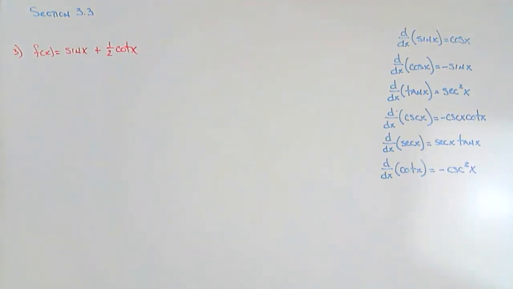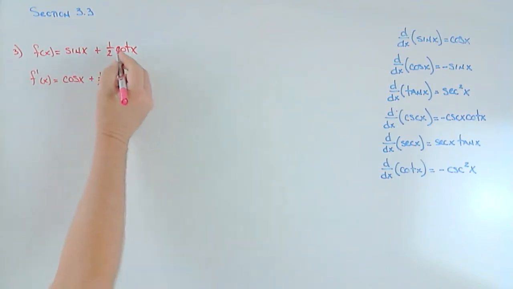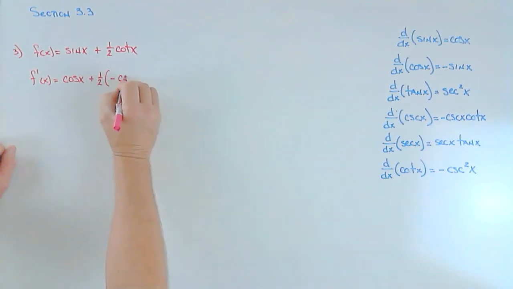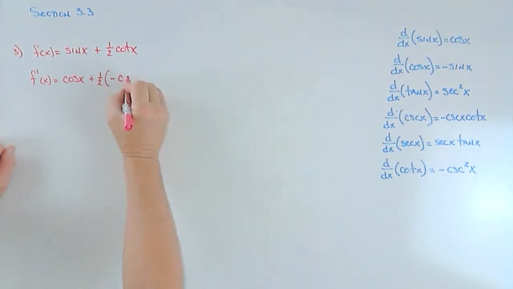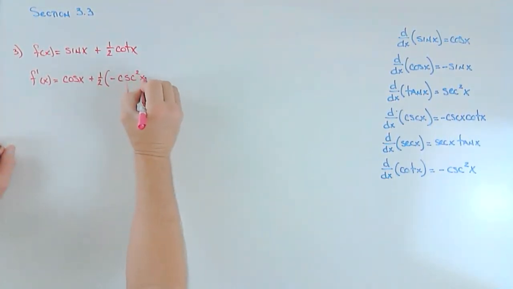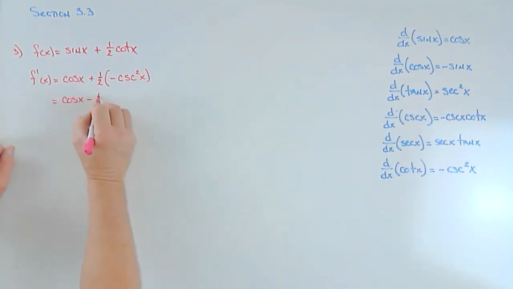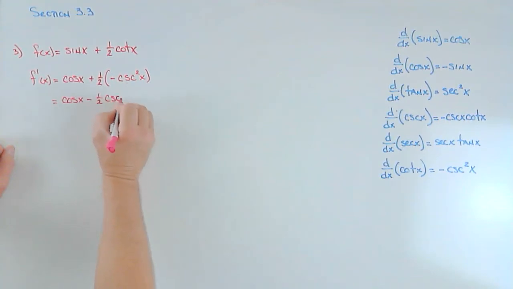It just says differentiate. So the derivative is going to be, well, we start with the derivative of sine, that equals cosine. So we put that there, plus 1/2. The derivative of cotangent is going to be minus cosecant squared x. So our final answer is going to be cosine x minus 1/2 cosecant squared x. And we don't have any identities that would simplify that, so that's our answer.